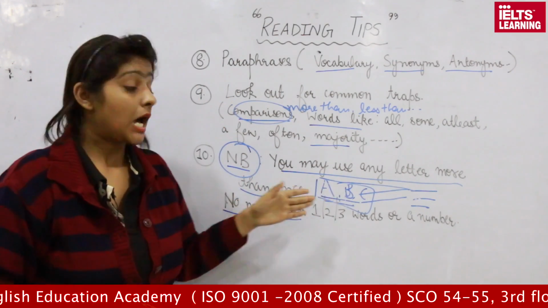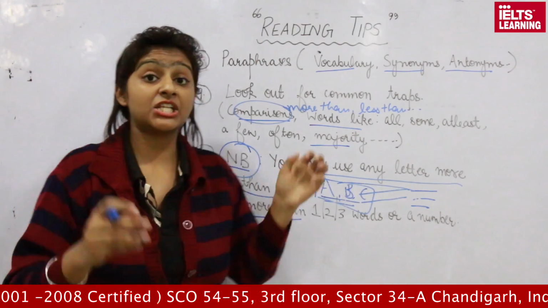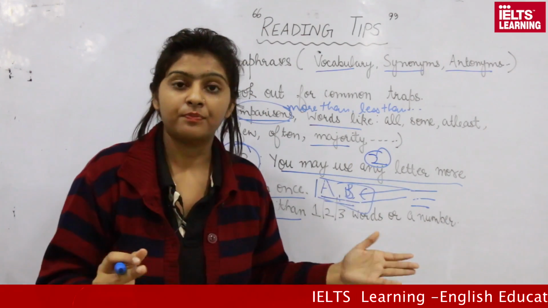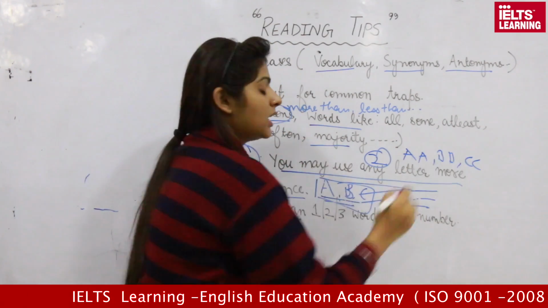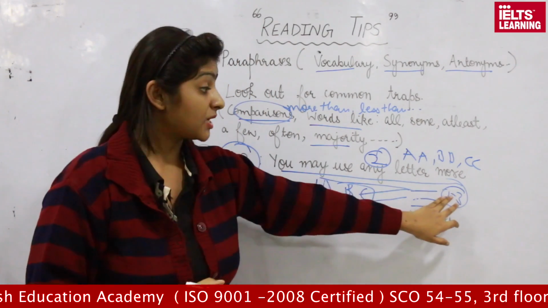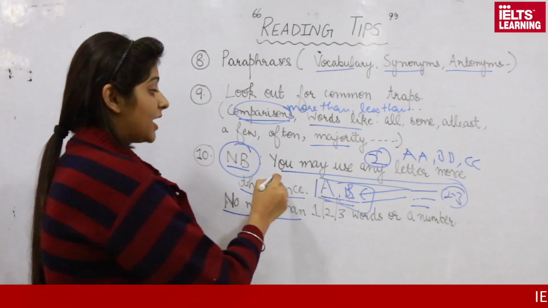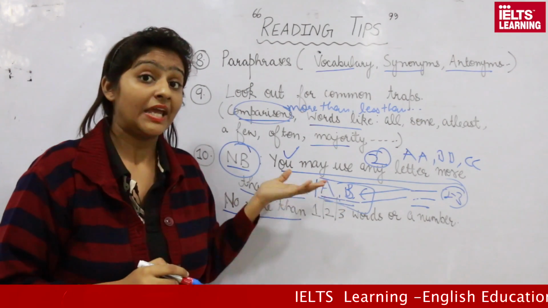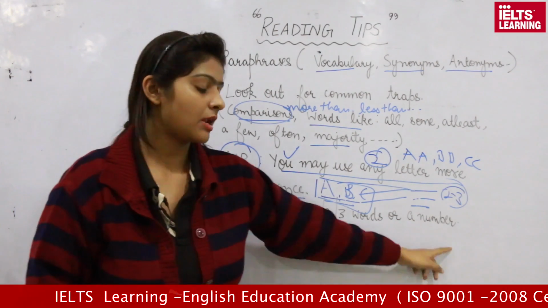If there is an NB written in your passage that you may use any letter more than once, then it is sure that you will have two answers the same, that there will be 2 A's or maybe 2 B's or maybe 2 C's. There could be a probability that 2 to 3 answers would be the same, but 2 is definitely sure. So whenever you find this kind of information in your reading exam, just follow the hint given here. Okay, no more than so and so words or a number.